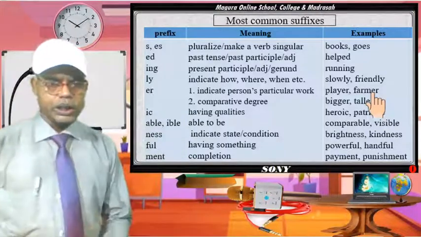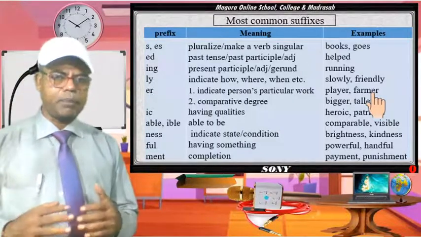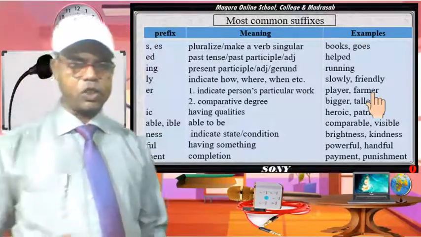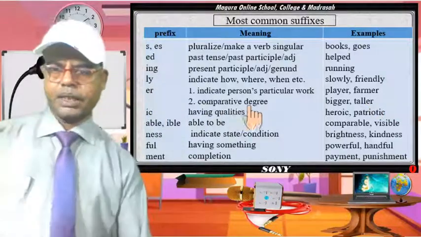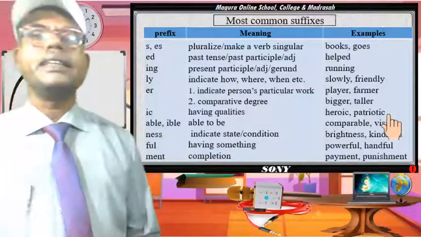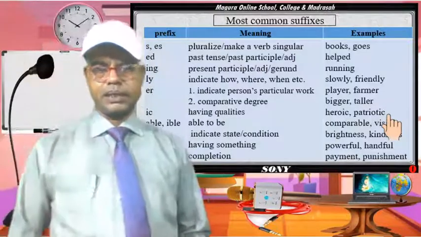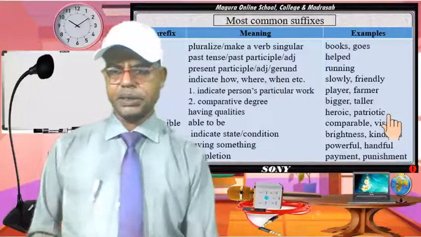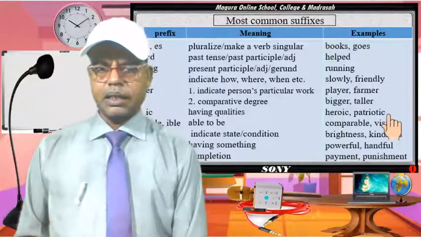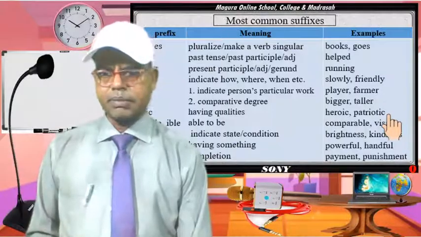ER. Generally, we use ER at the end of a verb to make it a noun, such as player, writer. On the other hand, we use ER to compare adjectives. That means comparison of adjectives. In the comparative degree, ER is generally added. Suppose bigger, taller, something like that. Okay. IC, I see. Generally, having qualities, suppose heroic, patriotic, something like that. Able. That means able. Okay. Unable, maybe something like that.